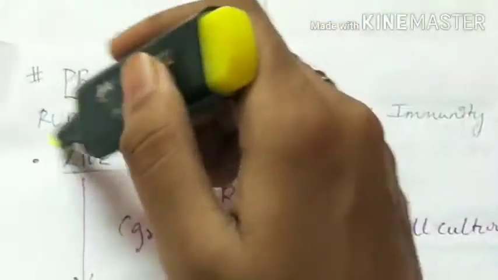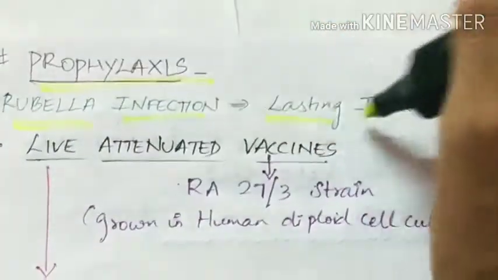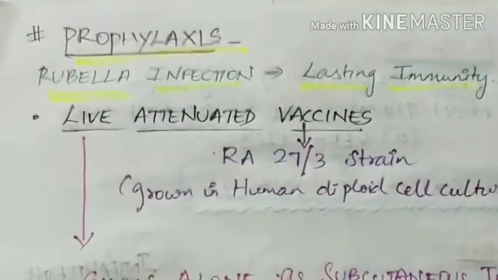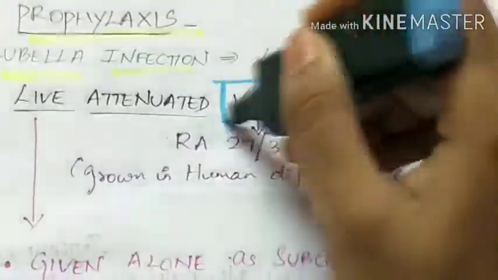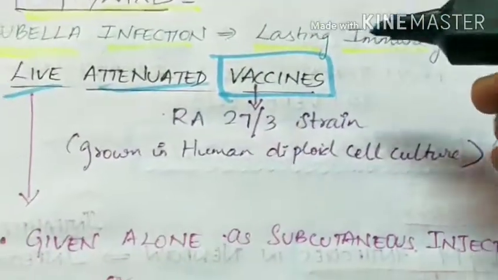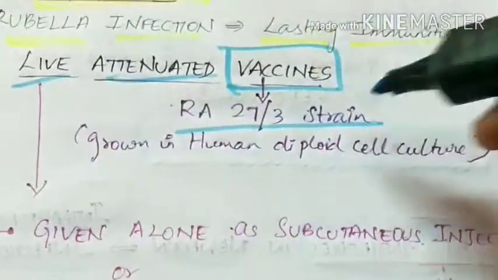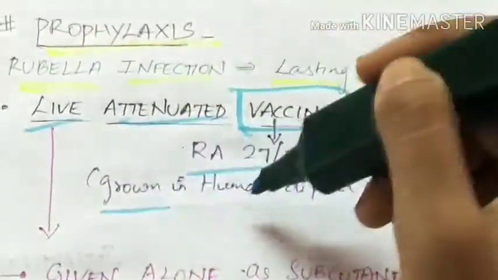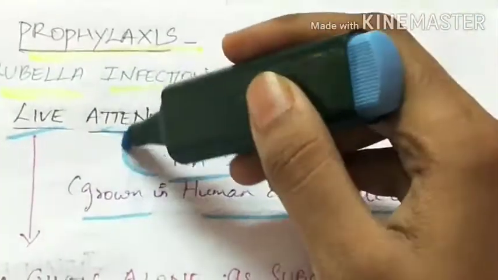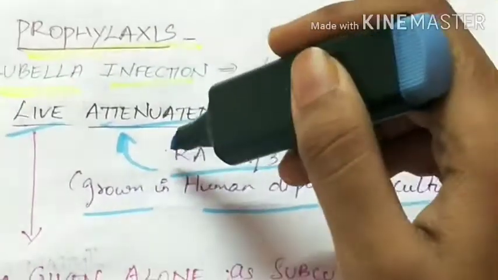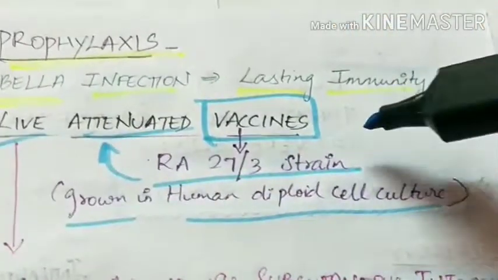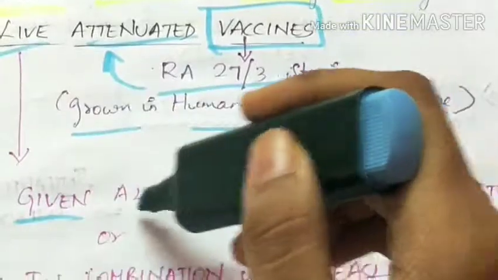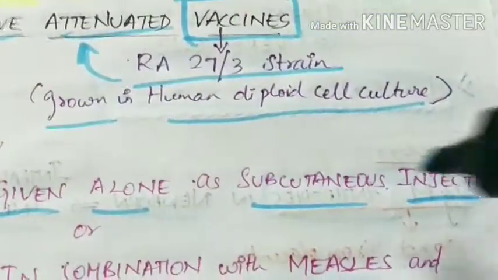The rubella infection provides long-lasting immunity. The prophylaxis mainly includes vaccine. The vaccine is a live attenuated vaccine with RA27-3 strain, which is grown in human diploid cell culture. The vaccine is given alone as subcutaneous injection or it is given in combination with measles and mumps as MMR vaccine, measles, mumps and rubella vaccine.